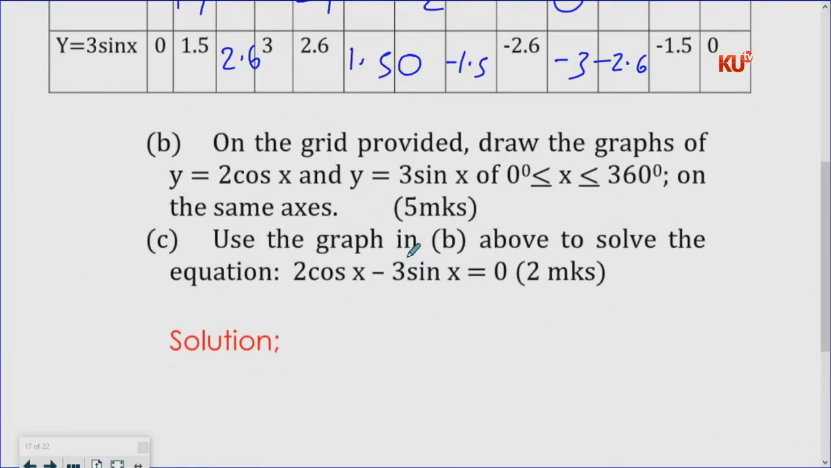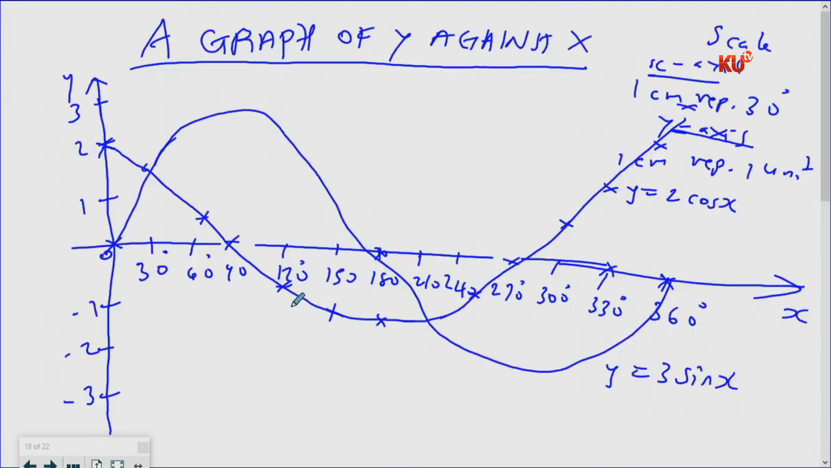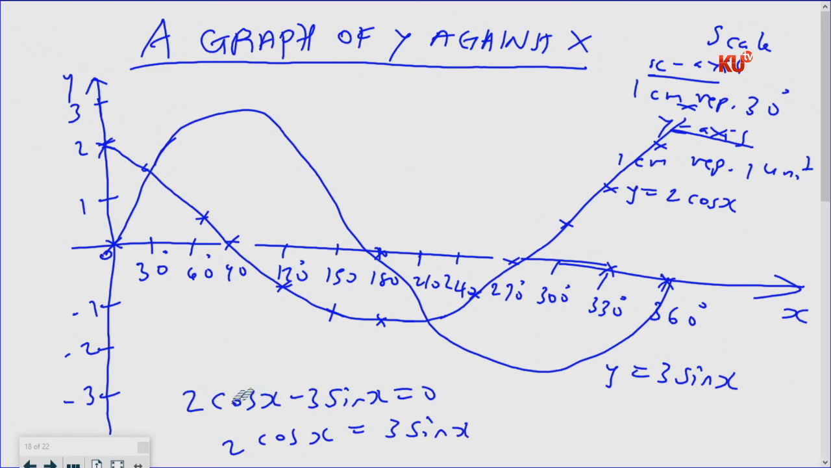Use the graph in B to solve the equation 2 cos x minus 3 sine x is equal to 0. So this one, it's very simple. 2 cos x minus 3 sine x is equal to 0 is the same as 2 cos x is equal to 3 sine x if you take this to the other side. So this first part is the first graph that we drew, and this is the second graph.